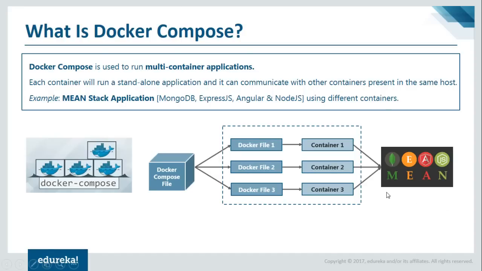So first of all, the MEAN in MEAN stack has four different things. The M stands for MongoDB, which is the database, and E stands for Express, A stands for Angular, and N stands for Node.js. Now together, this is a full stack application. Okay. Now since we are using a combination of these four tools, we acronym it to a MEAN stack application. Okay, that's what it's acronymed to.